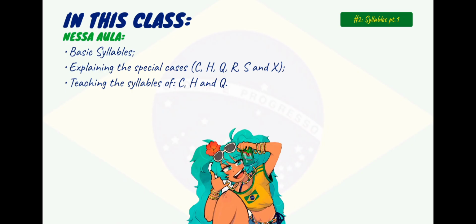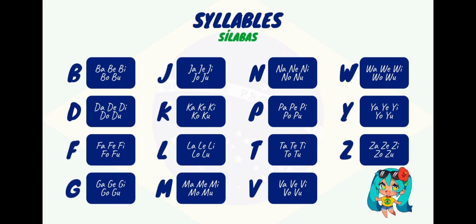So in this class, we'll learn about the basic syllables and explain the special cases. The special cases are some letters and syllables that I separate because I think they need a deeper explanation. I will show you in this class why I decided to separate them and why I think they are a bit more complicated, but not too much. In this class I'll also teach you the special cases of C, H and Q.